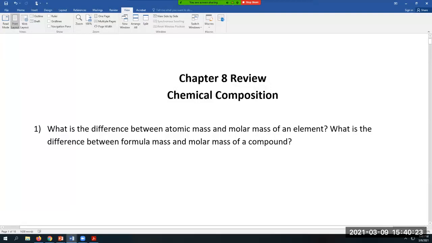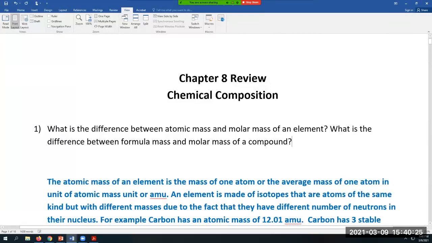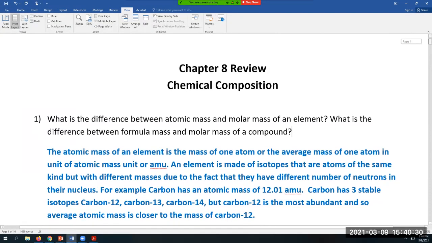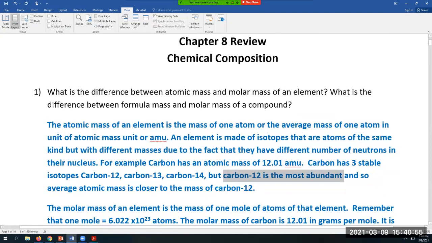So let me show that. The atomic mass of an element is the mass of one atom, or the average mass of one atom, in units of atomic mass unit. For carbon, it has an atomic mass of 12.01, and the reason is that the carbon 12 isotope is the most abundant, so the average atomic mass for carbon will be close to the mass of carbon 12.